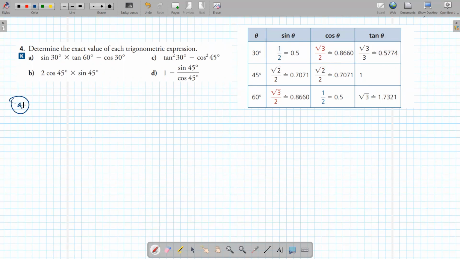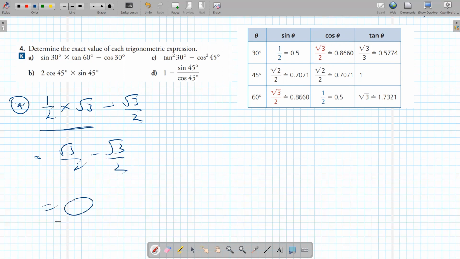Let's do A. What's sine of 30? It's just 1 over 2. Yeah, what's tan 60? Root of 3. Minus cosine 30. What's cosine 30? Root of 3 over 2. Yep. If you multiply the first two, what do you get? Root of 3 over 2. Yeah. So root of 3 over 2 minus root of 3 over 2 is 0, and done. And it just kind of goes like that. Look, it's very quick actually.